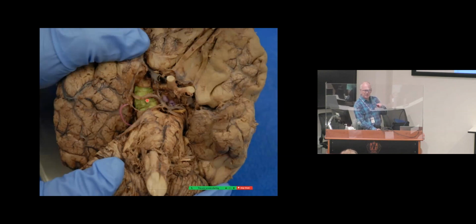So remember that what travels in the cerebral peduncle are those same 2 pathways we saw in the internal capsule, the corticospinal tract and the corticobulbar tract.